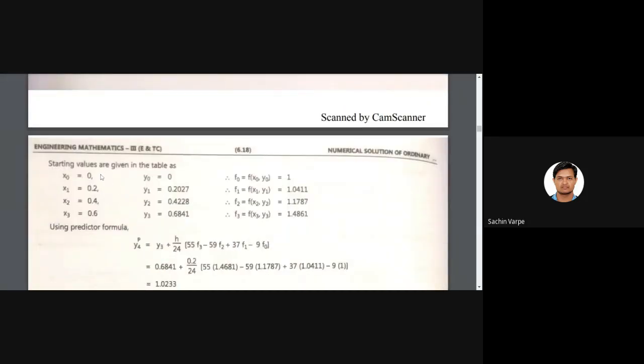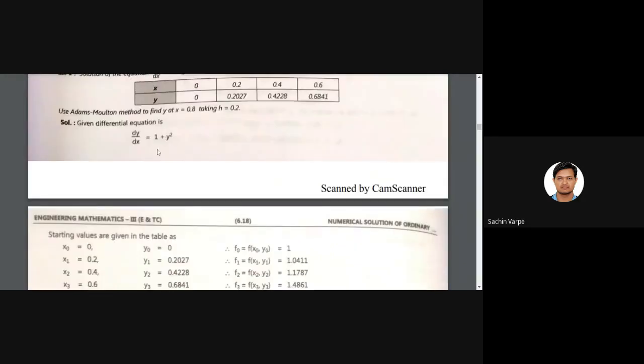So with those values, we have calculated the values of functions f0, f1, f2, f3. f0 is the function value at x0, y0. So that will be 1, because the function is 1 plus y square. You can see here 1 plus y square. So y is given to be 0. So 1 plus 0 is, sorry, 1 plus 0 is 1. So that is the f0.